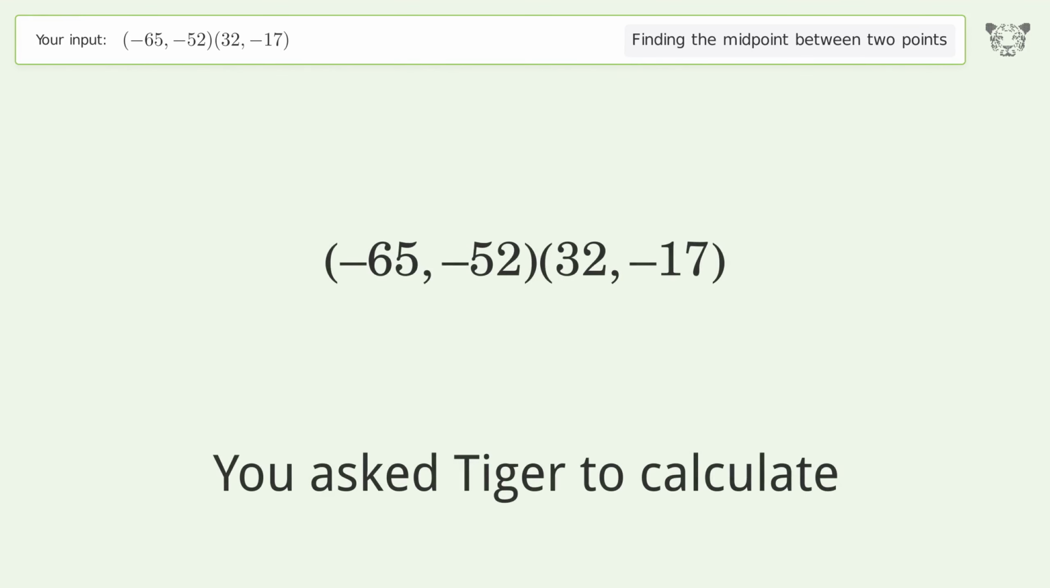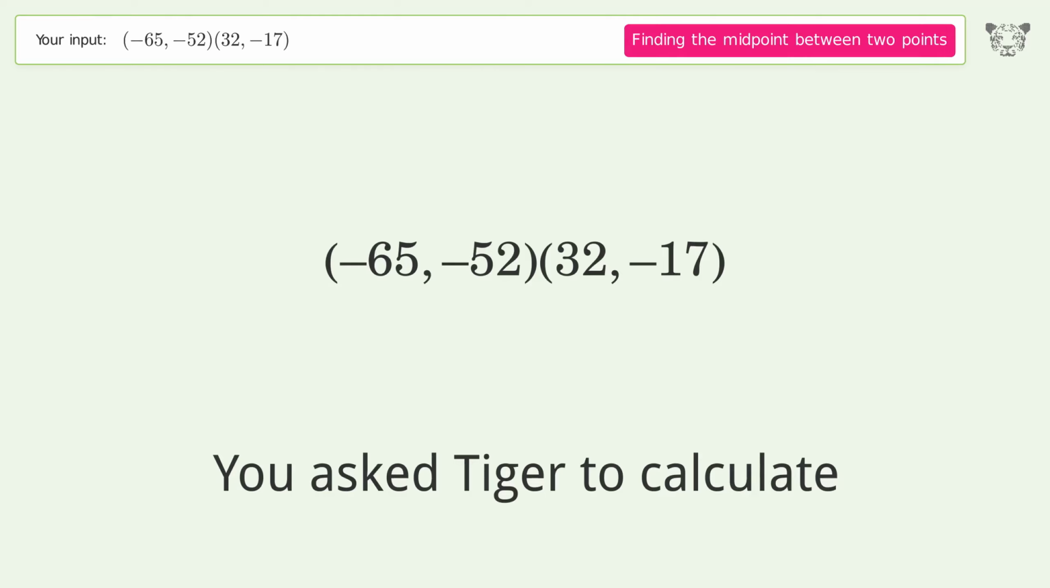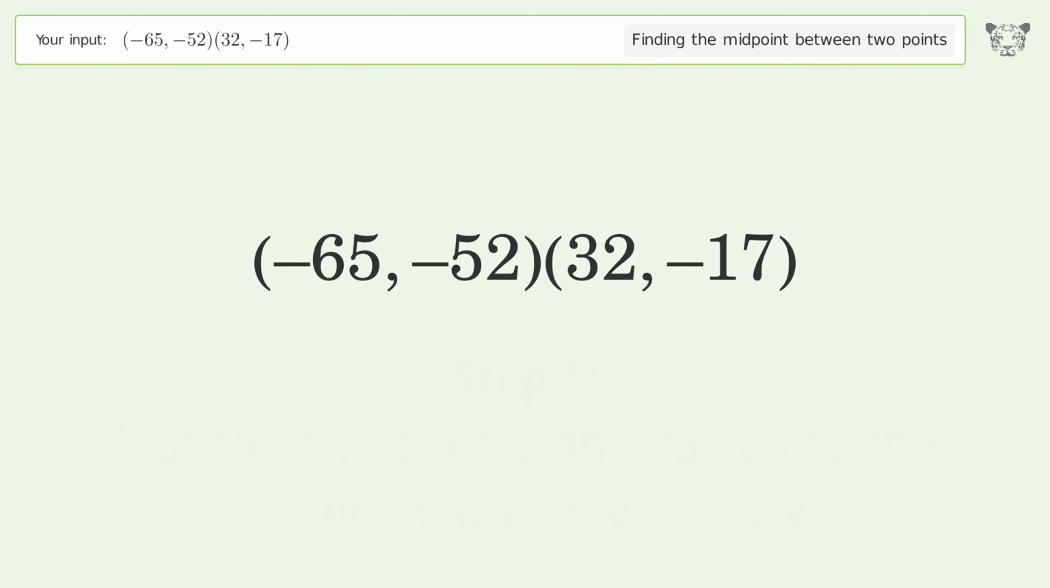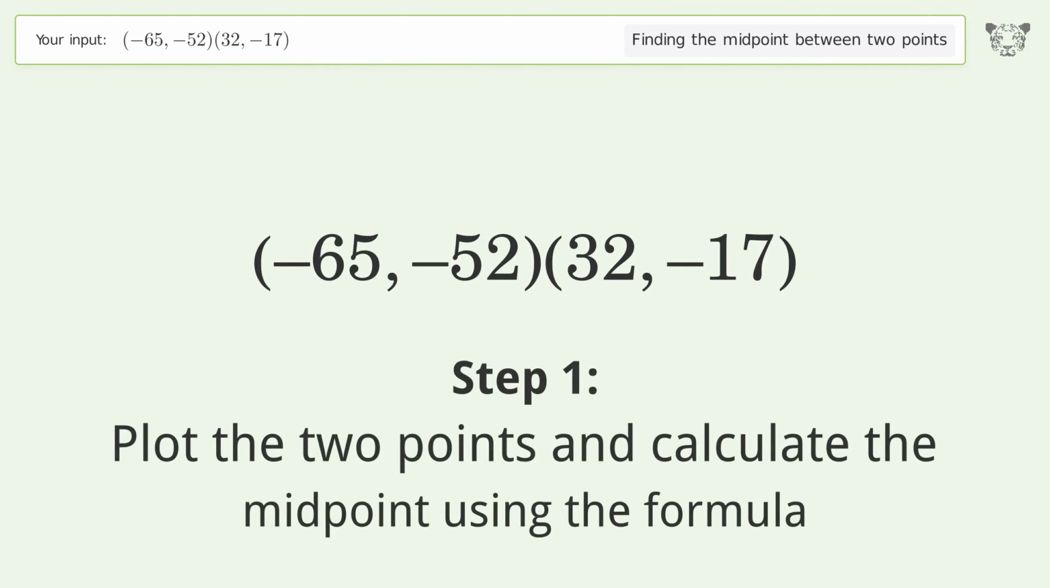You ask Tiger to calculate. This deals with finding the midpoint between 2 points. The midpoint between the 2 points is -16.5, -34.5. Let's solve it step by step. Plot the 2 points and calculate the midpoint using the formula.